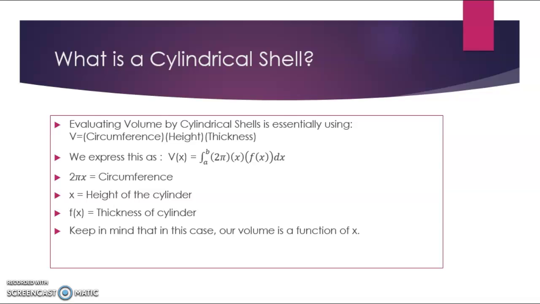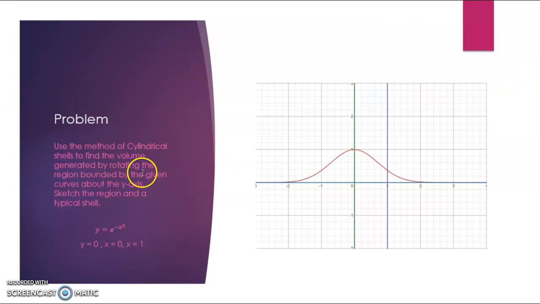And so 2 pi x is going to be your circumference, x is going to be the height of the cylinder, f of x is going to be the thickness of the cylinder, and just remember that this is going to be a function of x, or volume is going to be a function of x.